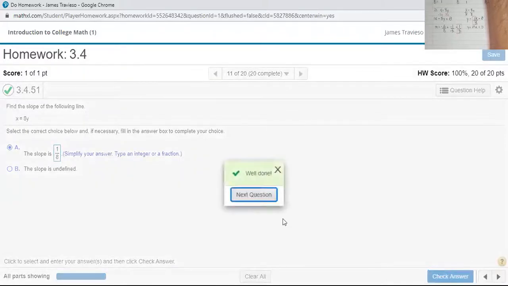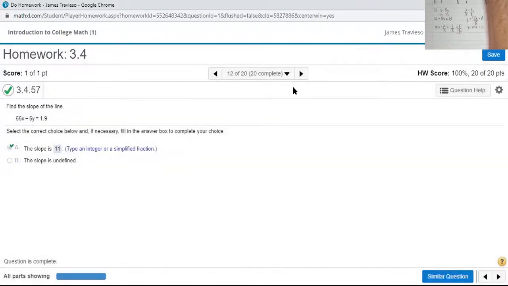Check your answer, and go on. All right, and we'll do one more of these in standard form. Just some bigger numbers, but it's really not hard.